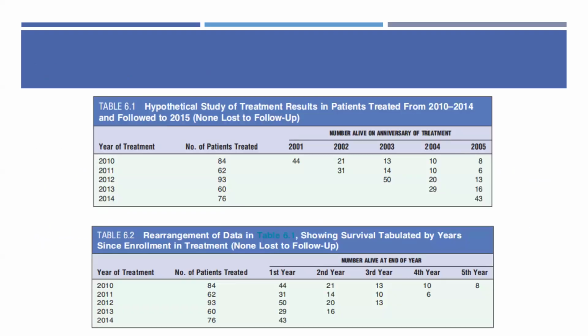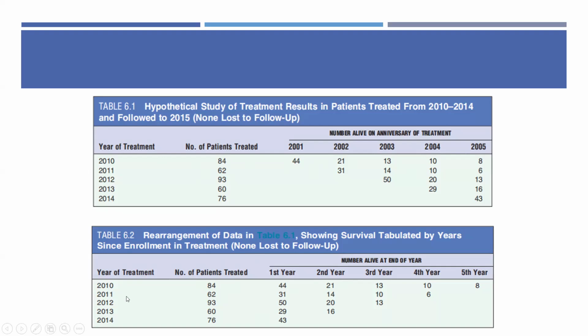So, a hypothetical study of the treatment results in patients treated from 2010 to 2014 and followed up in 2015. These are the years of treatment, these are the patients enrolled in the respective years, and these are the numbers of patients who are treated and alive after every year. If we rearrange this data, for the year 2010, after the first year 44 patients were alive, after the second year 21 patients were alive, after the third year 18 patients were alive, and so on.